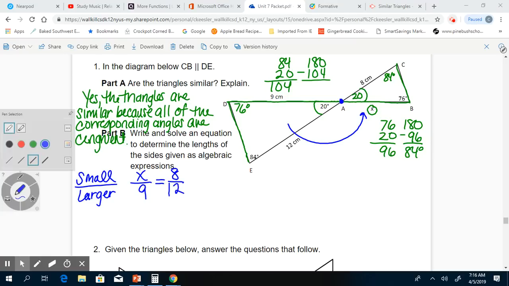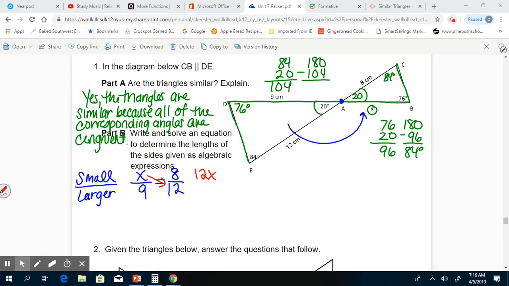Cross multiply, x times 12 is 12x, and 9 times 8 is 72. Divide by 12, and x equals 6. So we've found our missing side.